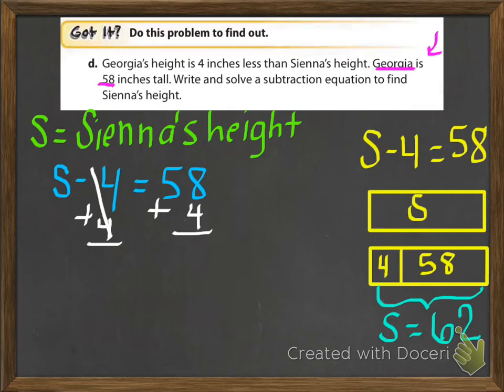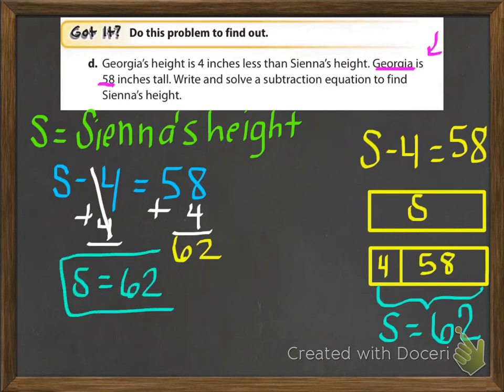So now you have 58, 59, 60, 61, 62. So 62 goes right here. Then you need to write your answer, which is S equals 62. Put a box around it, just like we did when we were doing the addition problems. And then, yep, you guessed it, you want to go ahead and do your check right out to the right.